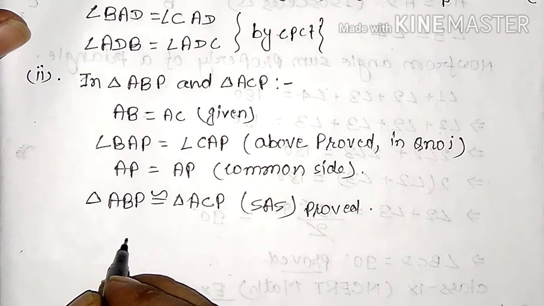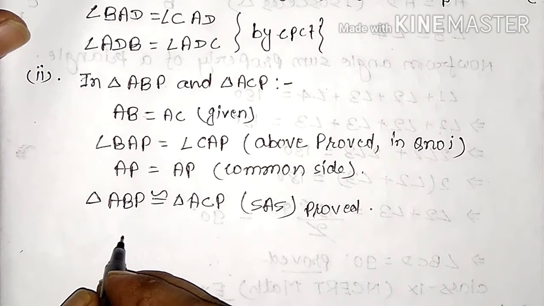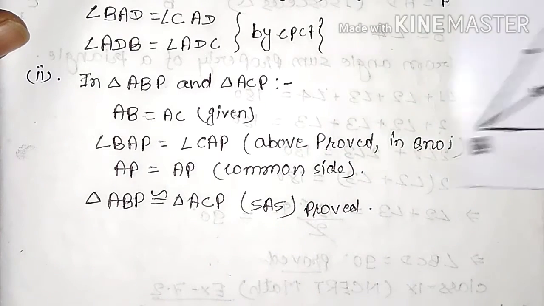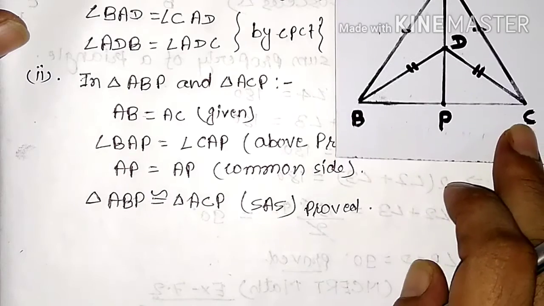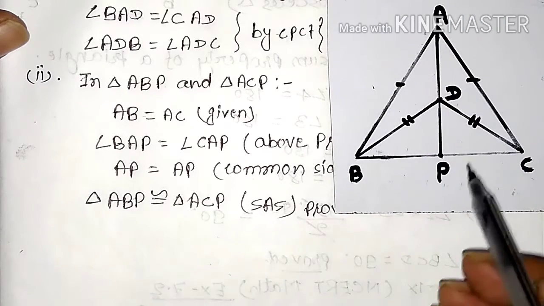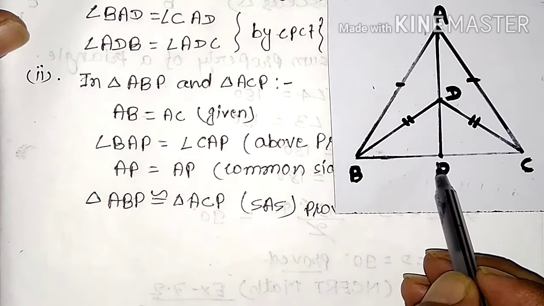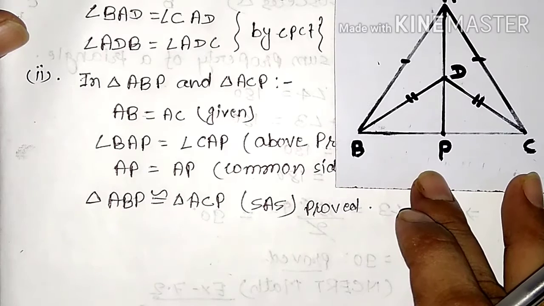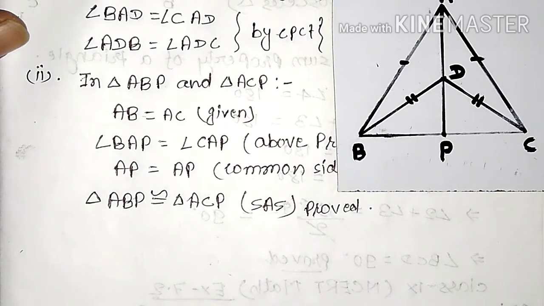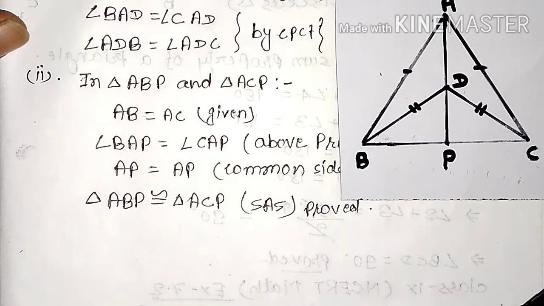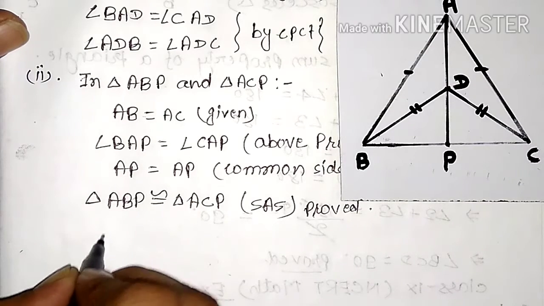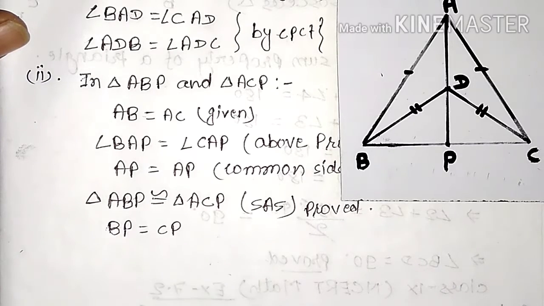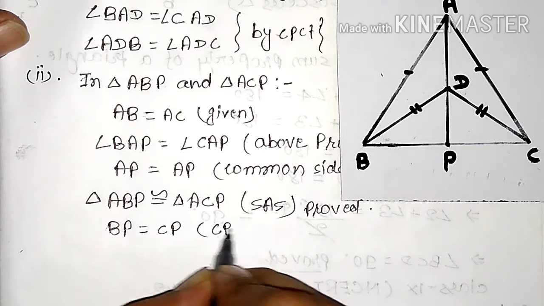And the corresponding parts of the congruent triangles are equal. What are the corresponding parts? Here we are in need, from this figure, BP is equal to CP. BP is equal to CP by CPCT.